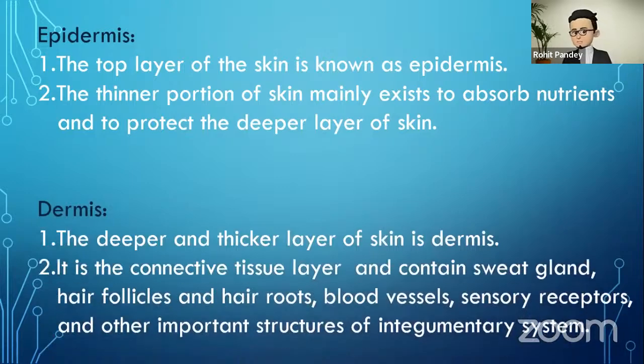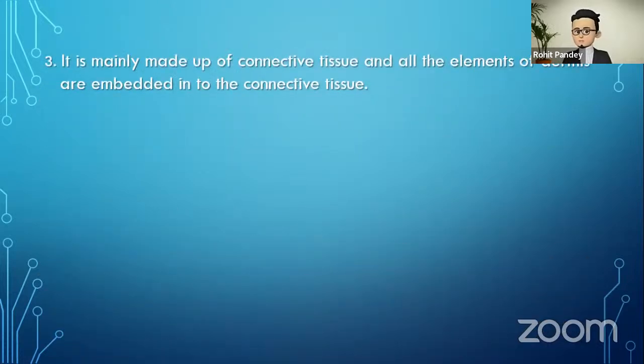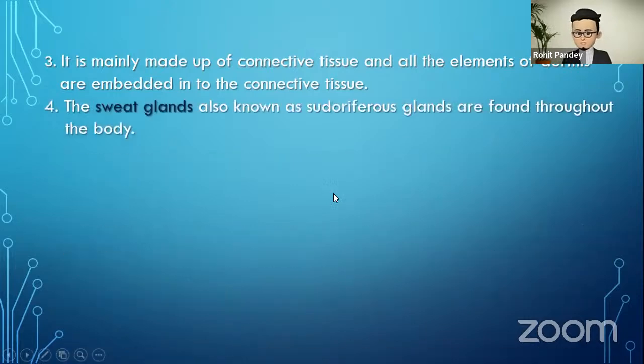It is a connective tissue layer and contains sweat glands. I already showed you in the figure: sweat glands, hair follicles, hair roots, blood vessels, sensory receptors, and other important structures of the integumentary system. It is mainly made of connective tissue, and all the elements of the dermis are embedded in the connective tissue. The sweat glands, also known as sudoriferous glands, are found throughout the body.